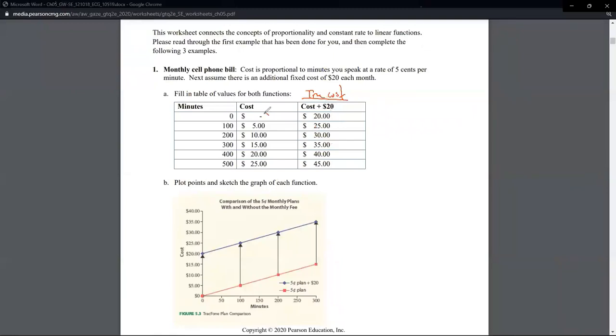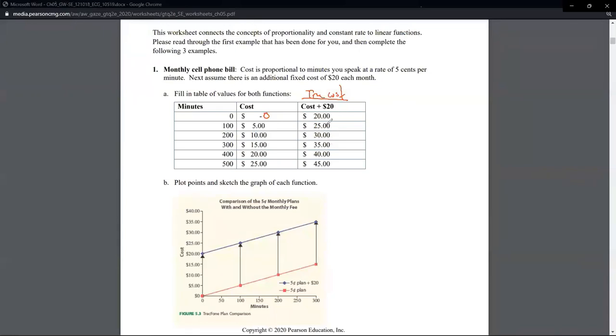So if you pay zero, that's what the dash means, $0 in your minutes, you still pay $20 for the fee. If you talk for 100 minutes, you pay $5 for your minutes, but you still pay that extra $20 for the fee, bringing your total cost up to $25. If you talk 200 minutes, your minutes cost is $10, add in your fixed fees, and you got a $30 cost, et cetera, et cetera, et cetera.